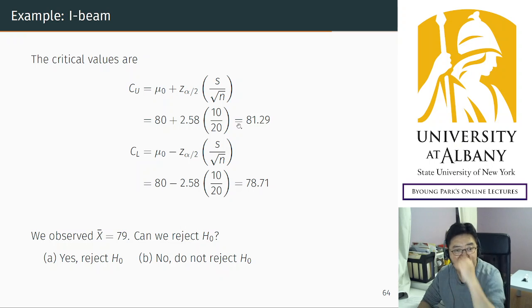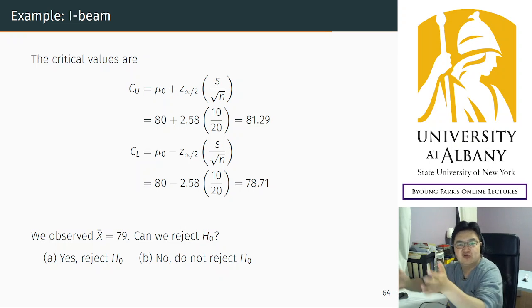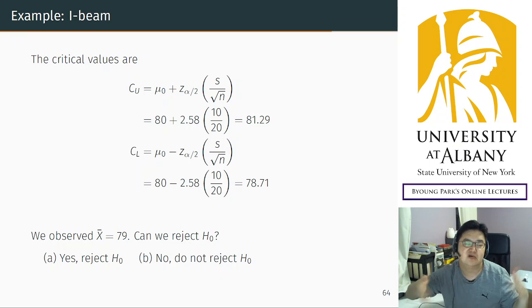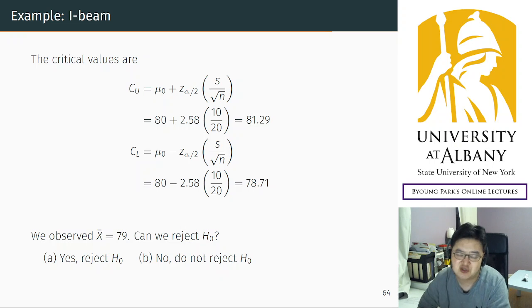By the way, in this calculation, what you did not use is 79. The observed sample average is not used here. So again, as I said, given the same critical values, you can apply them to this brand and to another brand, to another factory, or to another shipment. So you may use the same critical values for repeated inspections. This is the advantage of using the critical value approach.